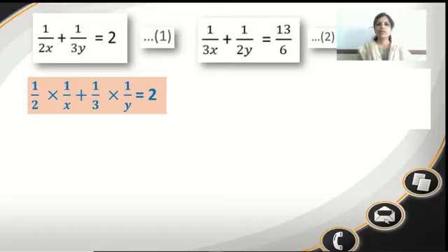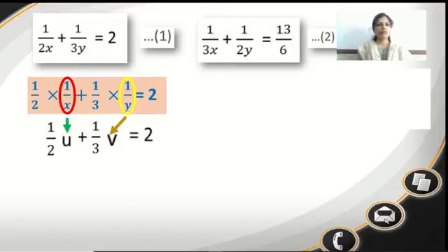Alright. Now children, we have considered 1 upon x as u. So I'll write 1 upon 2 into, in place of 1 upon x, I'll write u, plus 1 upon 3 into, in place of 1 upon y, we will write v. Understood? Because we have taken the substitution in that manner, 1 upon x as u and 1 upon y as v, and this is equal to 2. Now you all are aware how to solve this because we have the constant terms at the denominator.